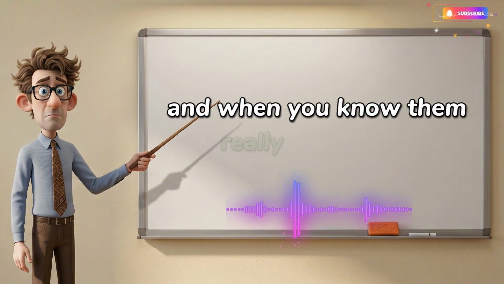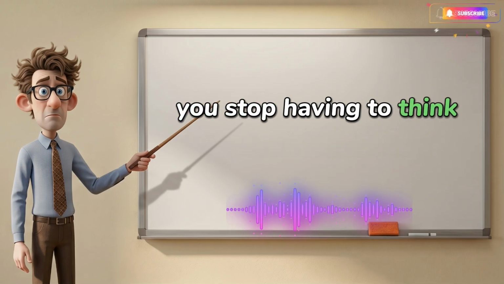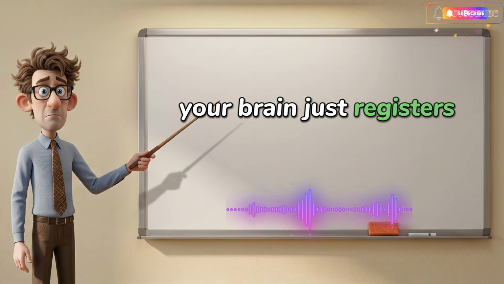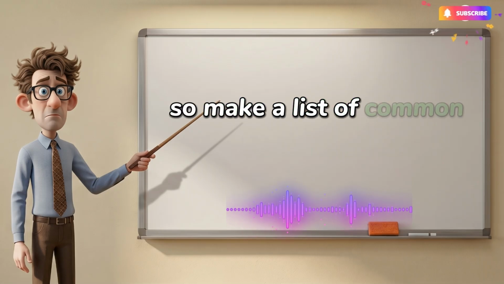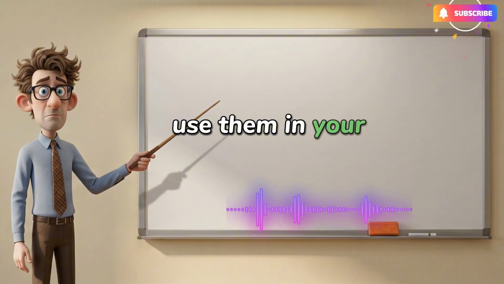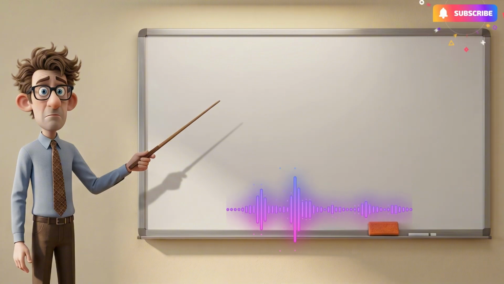And when you know them, really know them, not just on paper, but in your ears, you stop having to think about them when you hear them. They become automatic. Your brain just registers them instantly and moves on to the next part of the sentence. So make a list of common movie phrases, practice them, say them out loud, use them in your daily life, and watch how quickly your movie comprehension improves.